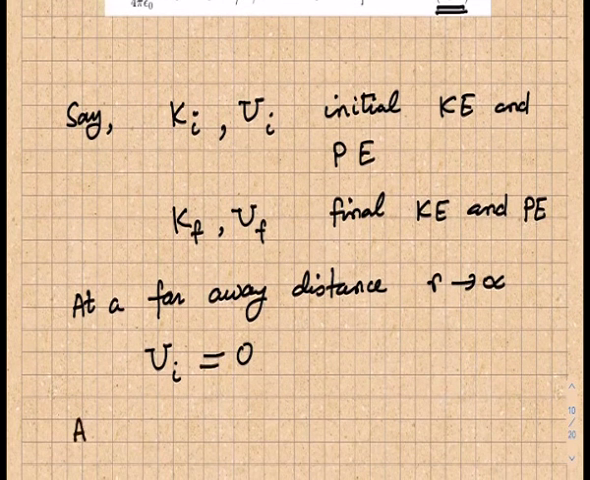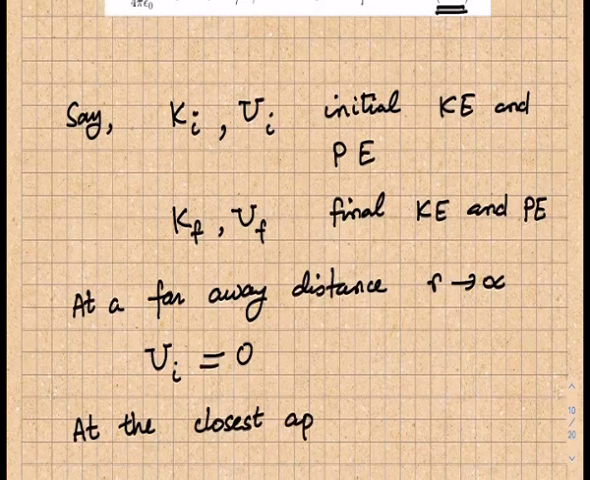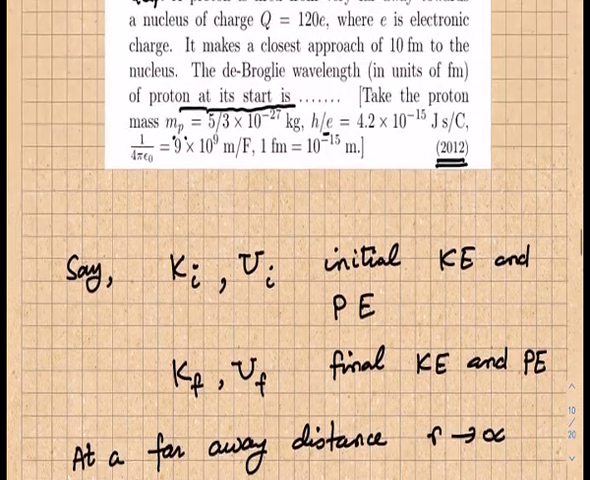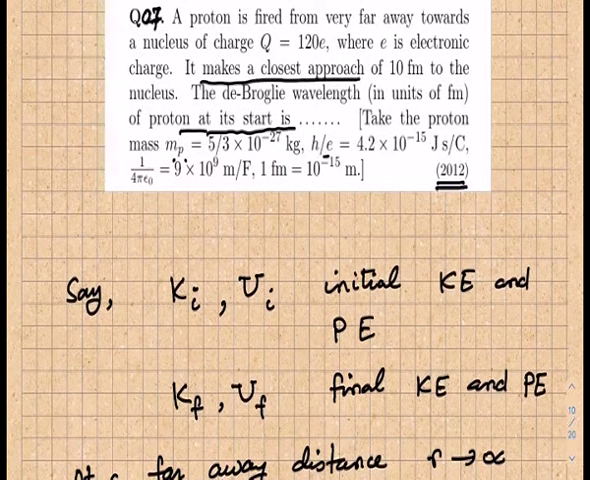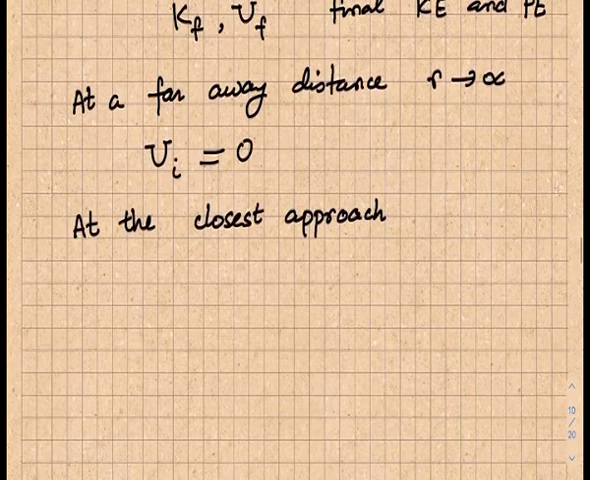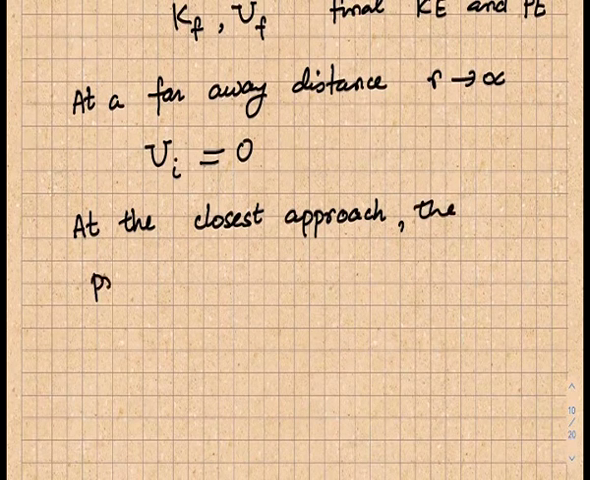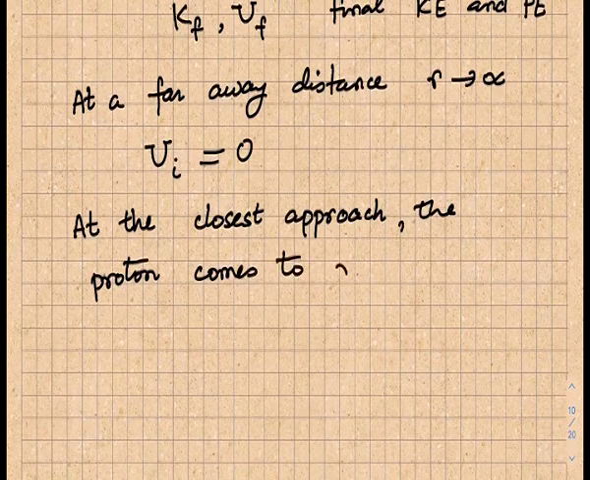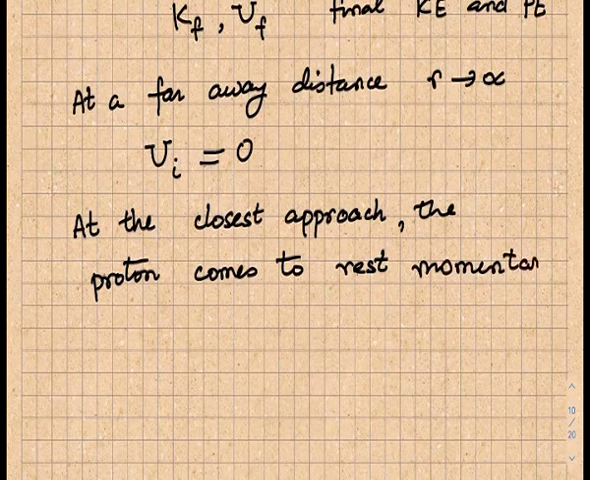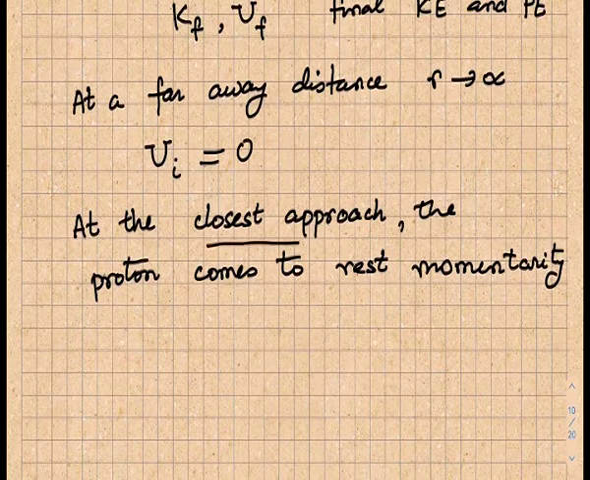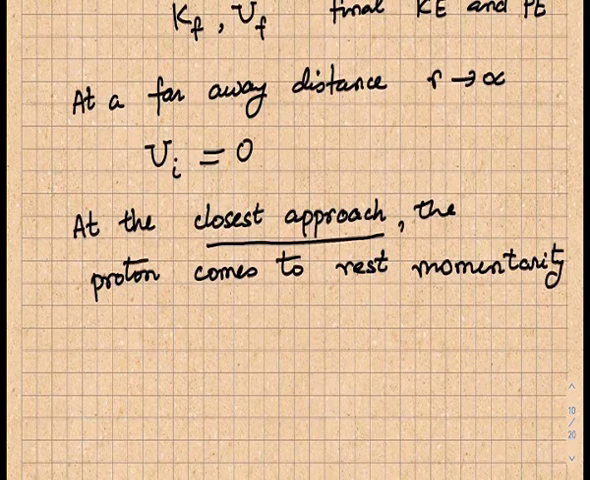What is going to happen at the closest approach of 10 femtometer? At the closest approach, the proton comes to rest momentarily. So I am taking my final observation point to be at the closest approach. The proton comes to rest momentarily, so the kinetic energy of the proton would be equal to 0.